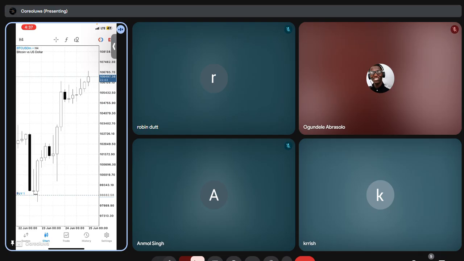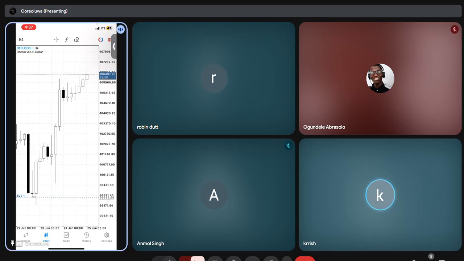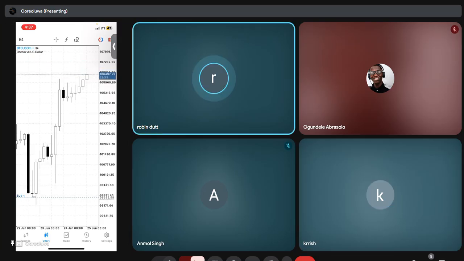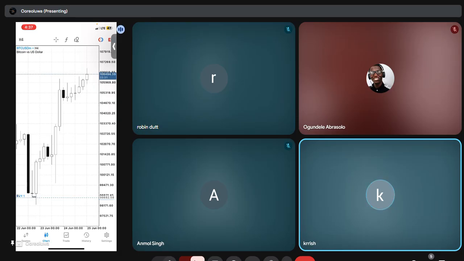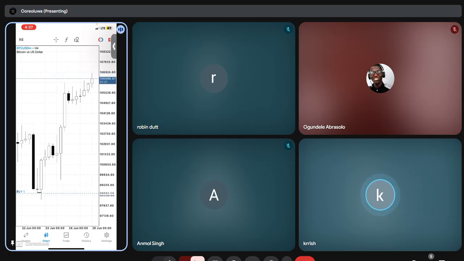Is this a buy limit? Is this a buy limit? Yeah. Who said yes? It's a buy. A lot of people on Twitter say I'm using buy limit, and I'm covering my lot size, which means I'm using buy limit.